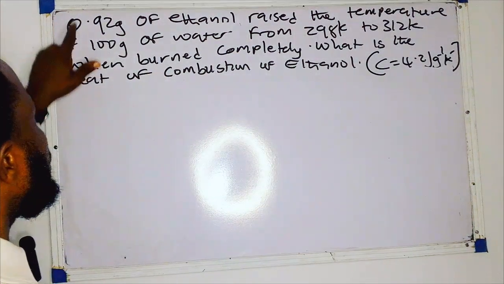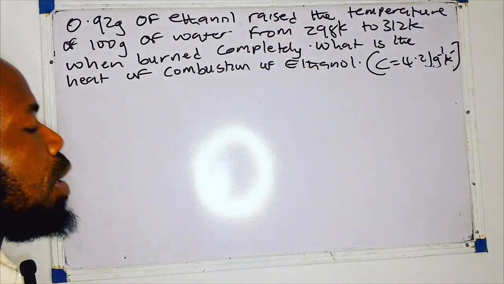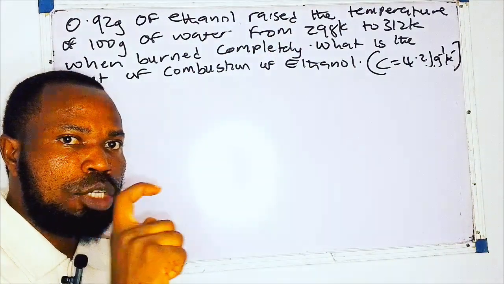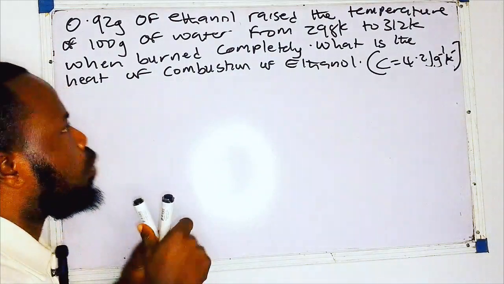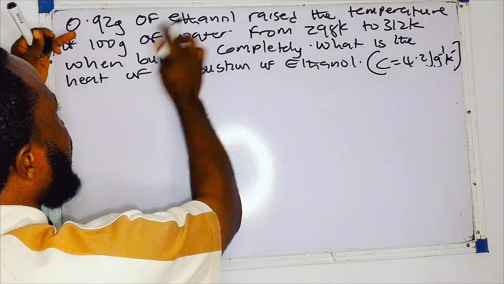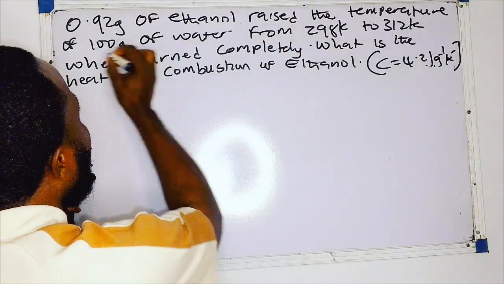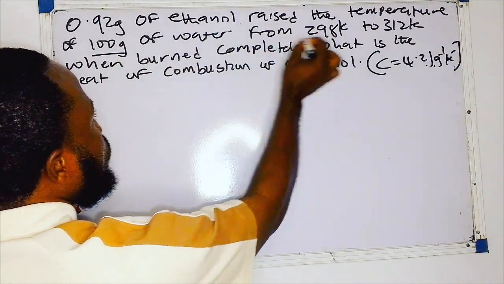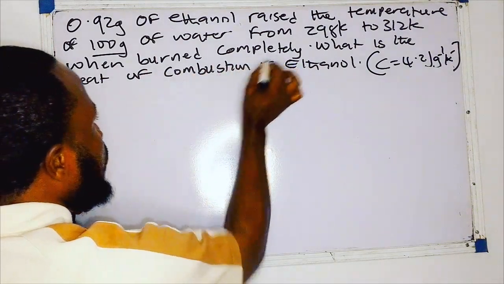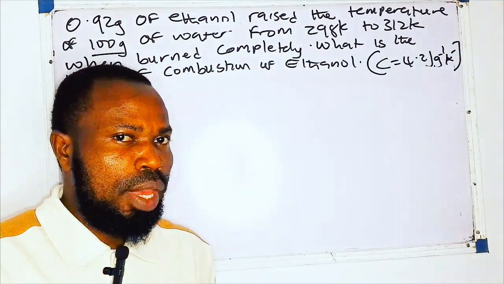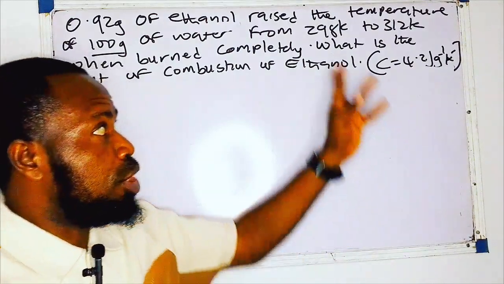They said 0.9 grams of ethanol raise the temperature. While looking at our questions, we make sure that we analyze each of the points and each of the terms that they use in this particular question. They are saying 0.9 grams of ethanol raised the temperature of 100 grams of water from 298 Kelvin to 312 Kelvin when burned completely. Look at the temperature change.